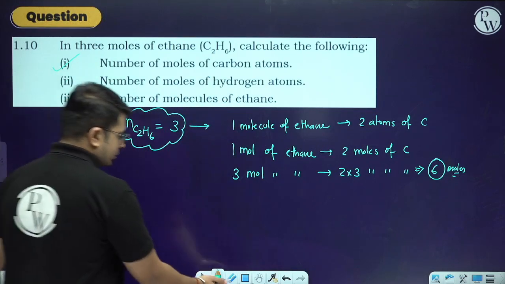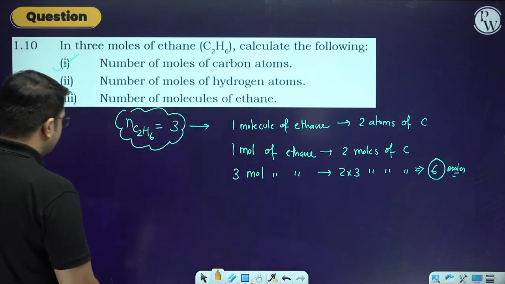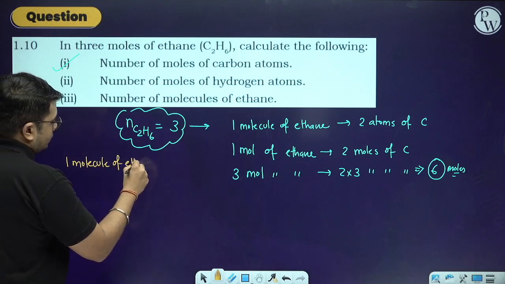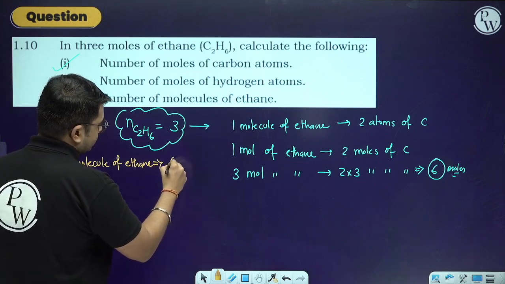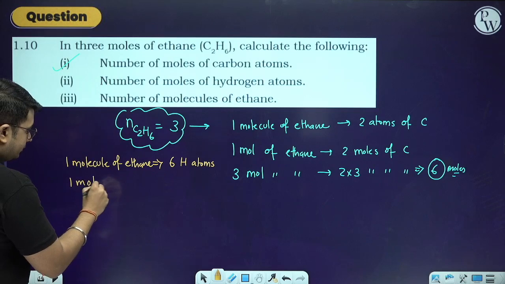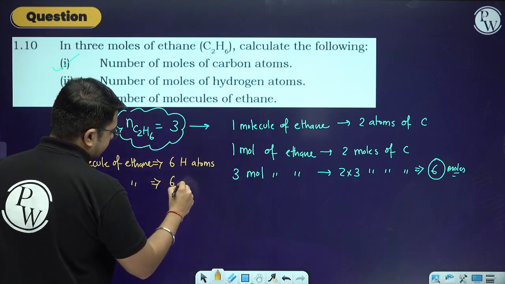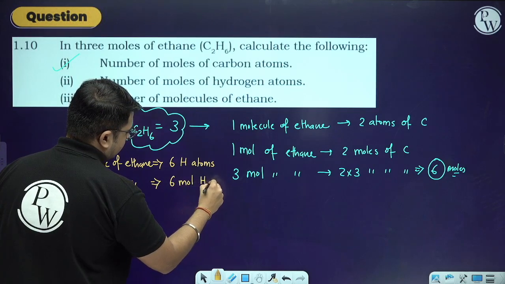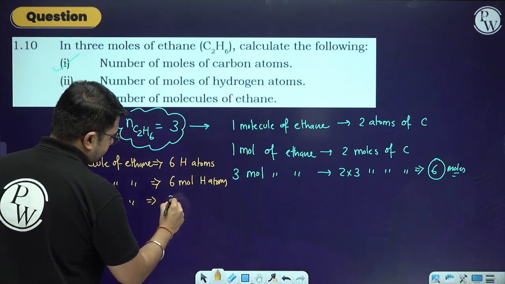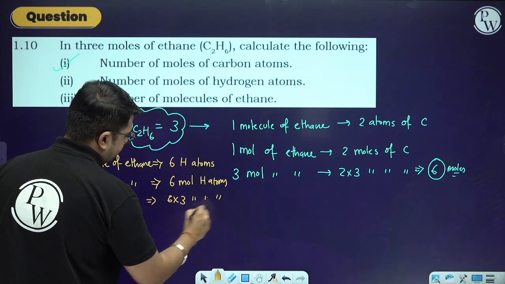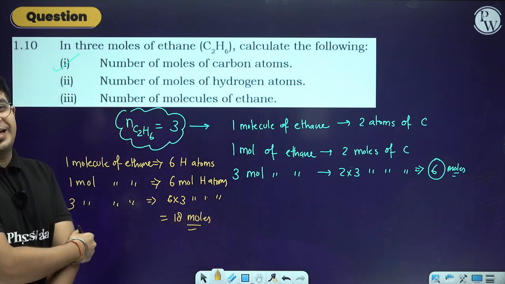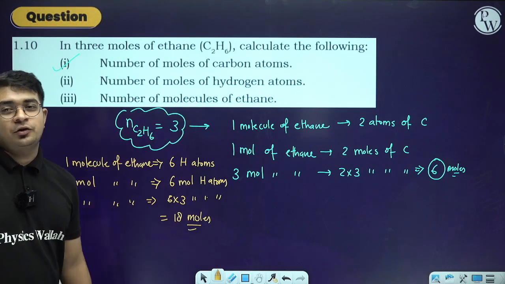Now again the same calculation: in one molecule of ethane we have 6 hydrogen atoms. So in one mole of ethane we will have 6 moles of hydrogen atoms. So in 3 moles of ethane it will be 6 multiplied by 3 moles of hydrogen atoms, that will be 18 moles. Very simple calculation. Now, the number of molecules of ethane.